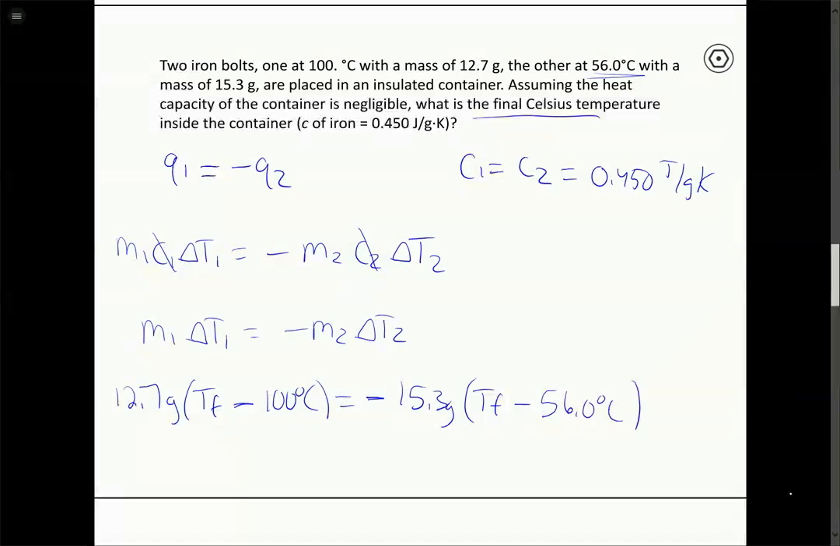Alright, so this is the equation we're going to solve. We solve for TF. Again, I'm going to skip a lot of the algebra here, but what we should get for this one is the final temperature is 76.0 degrees Celsius.